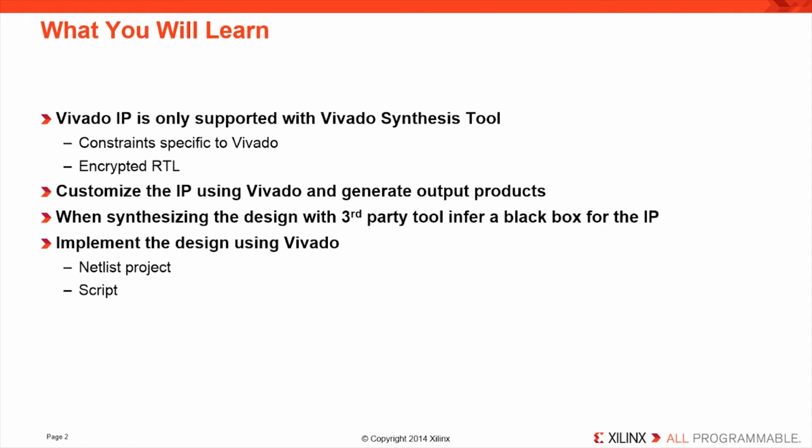When synthesizing with the third-party synthesis tool, infer a black box for the IP. We provide files to aid in this. When ready, implement the design using the EDIF netlist produced by the third-party synthesis tool and the XCI files for the Vivado IP. You can either create a Vivado netlist project and add these sources, or create a script to read the sources and run implementation.